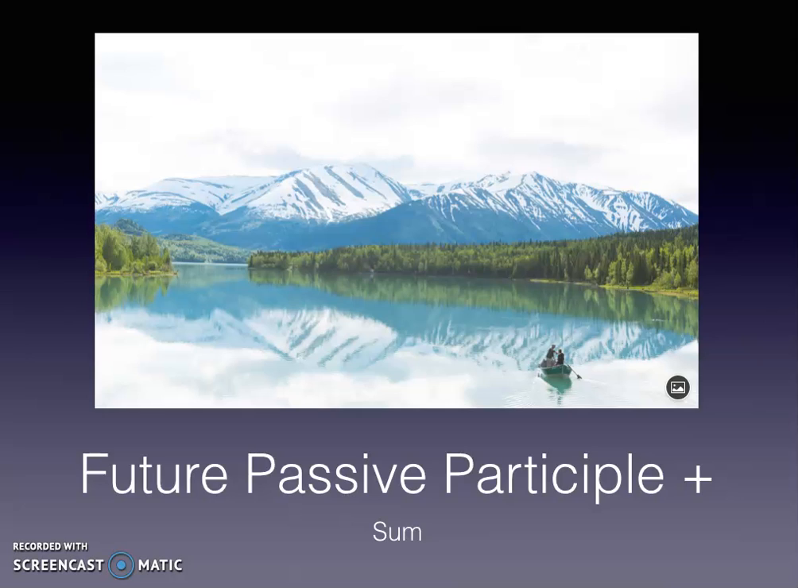For your information, the future passive participle is frequently referred to as something called a gerundive. The word gerund or gerundive have the nd in it, just like the future passive participles end in ndus, nda, or ndum, ndus, nda, ndum.